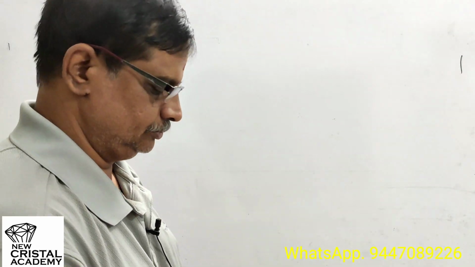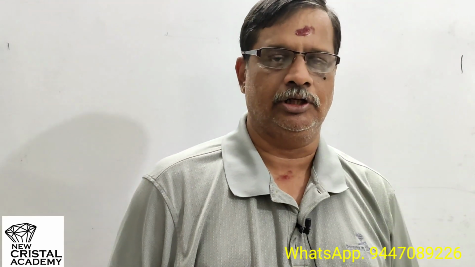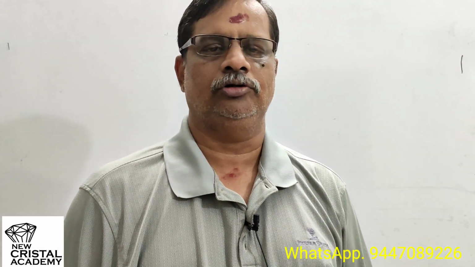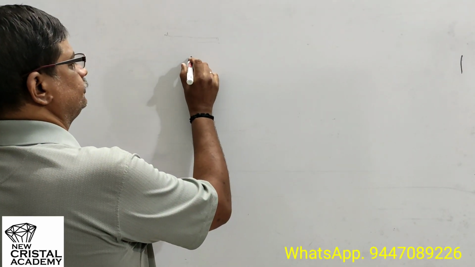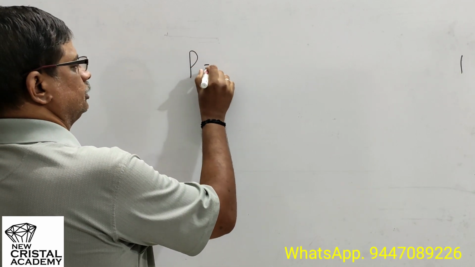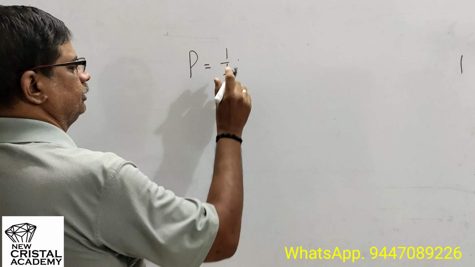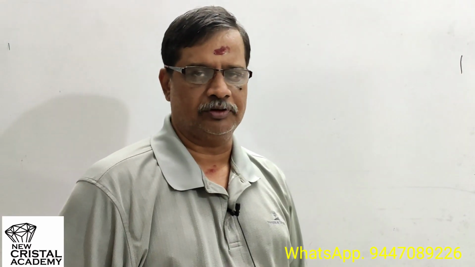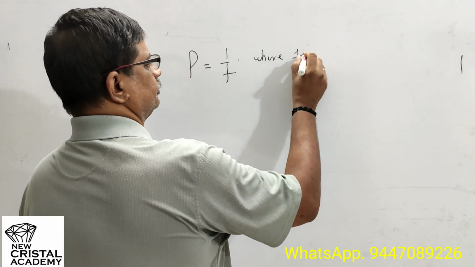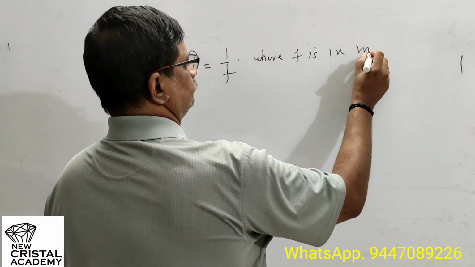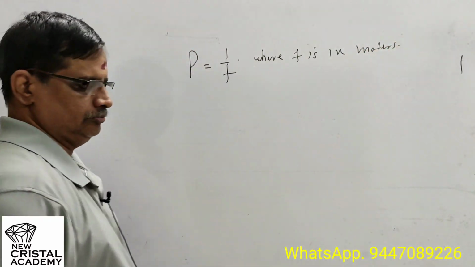Hello, this session we shall begin by discussing the power of a lens. The power of a lens is actually the ability of the lens to converge or diverge a beam of light, and it is measured as the reciprocal of the focal length expressed in meters. So the ability of a lens to converge or diverge a beam of light is called power, and it is the reciprocal of the focal length expressed in meters. So P = 1/f, where f is in meters. This is the power.